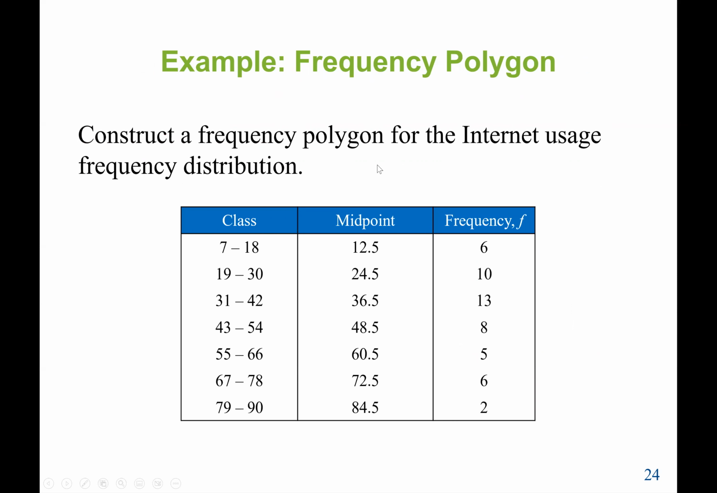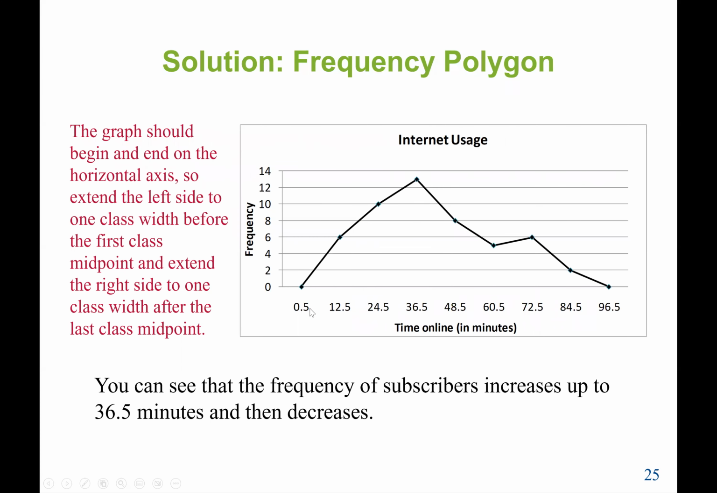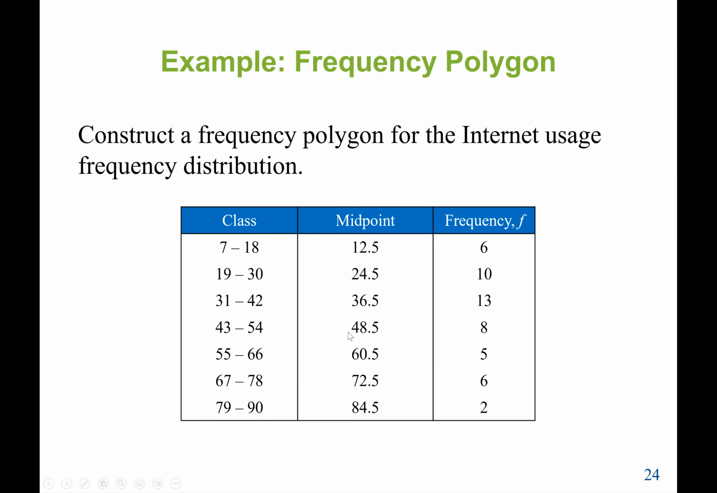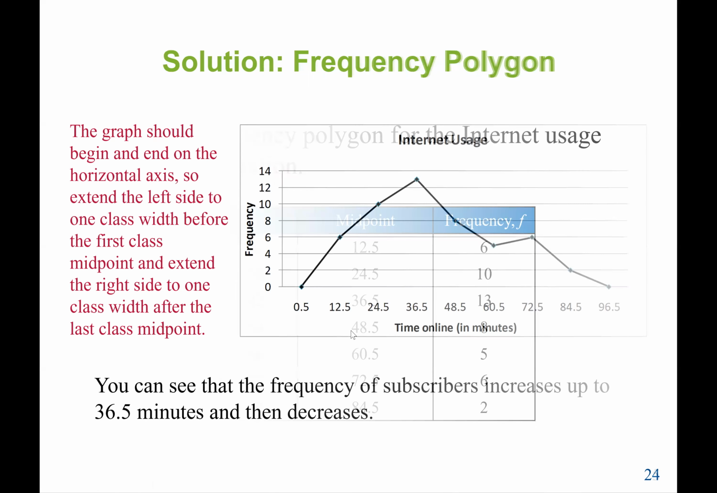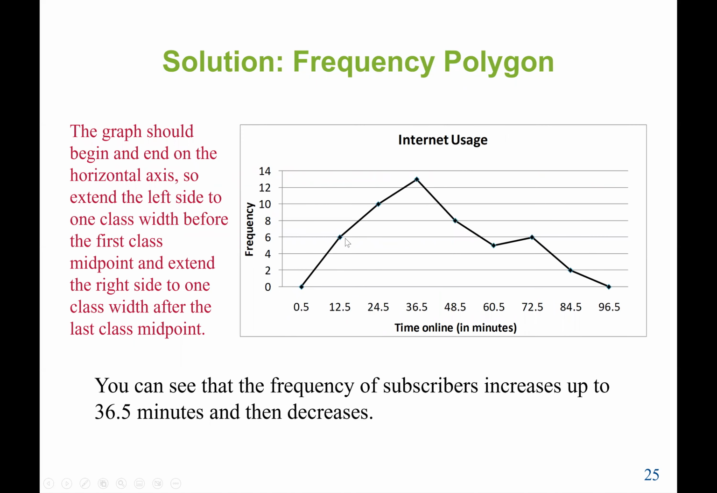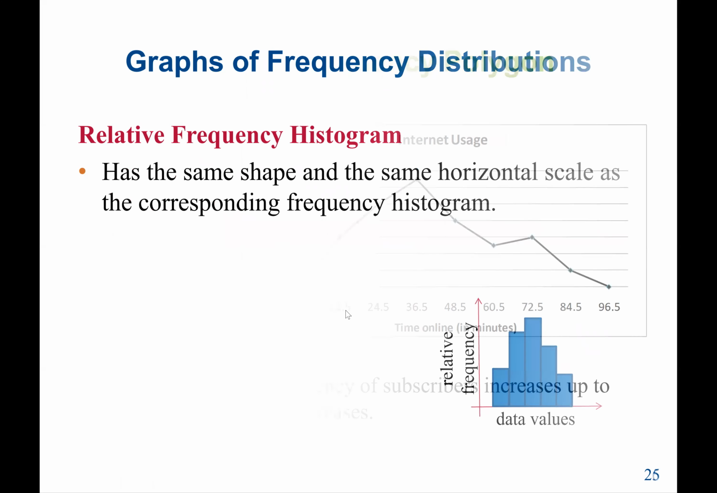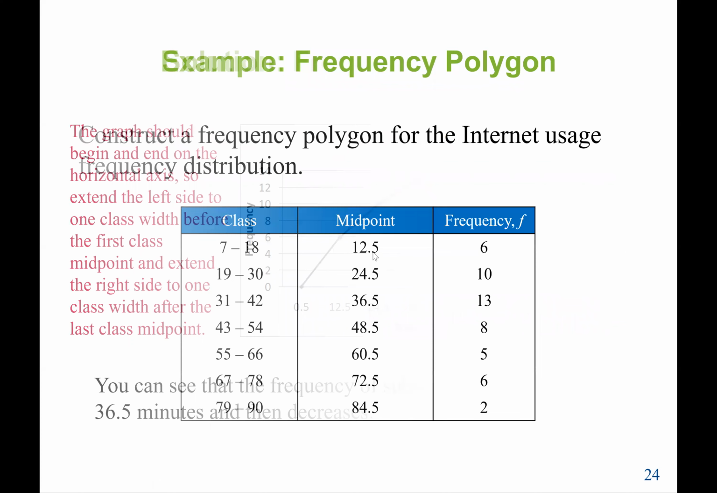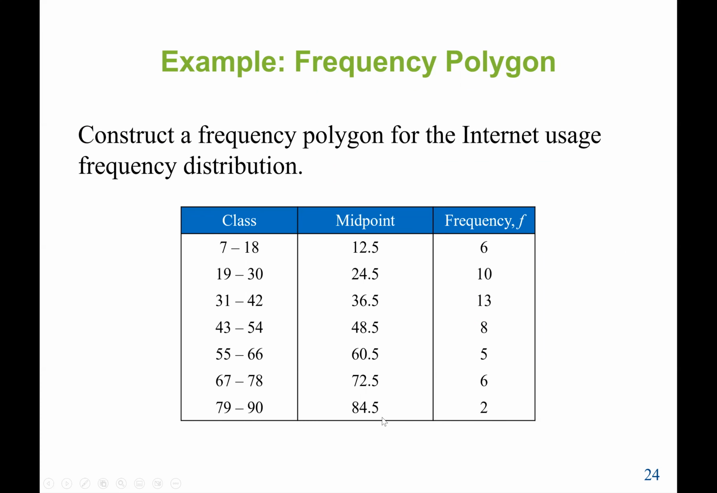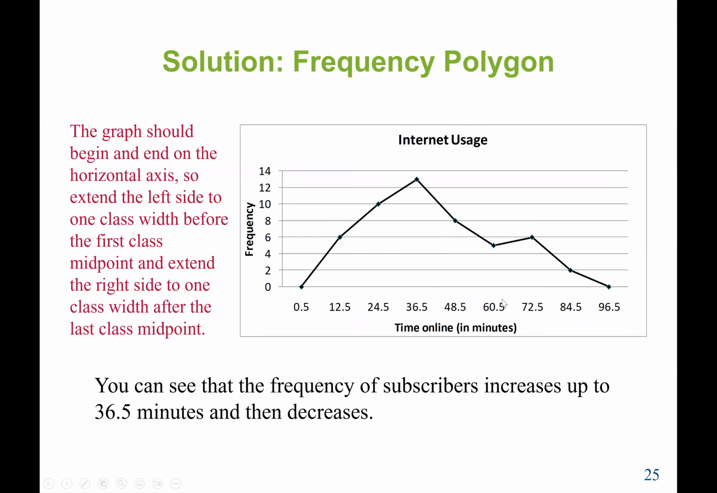Here they say we should construct a frequency polygon for the internet usage frequency distribution. We know the classes, we know the midpoint, and we know the frequency. So here we can see that we start from 0.5. Then we move on to 12.5, then 24.5. So those are again the midpoints. Let's go back. The midpoints 12.5, 24.5, etc. And also we should be careful with the frequency.